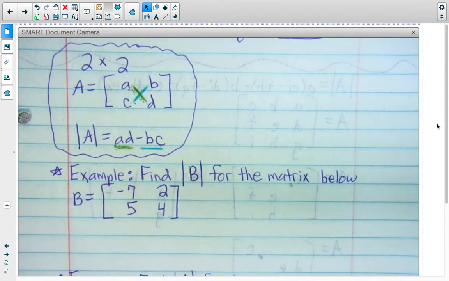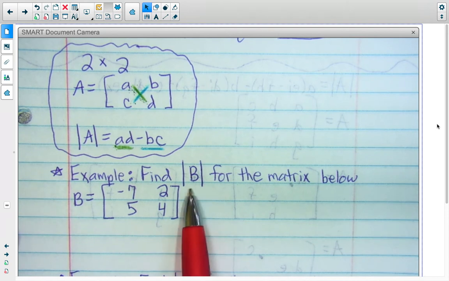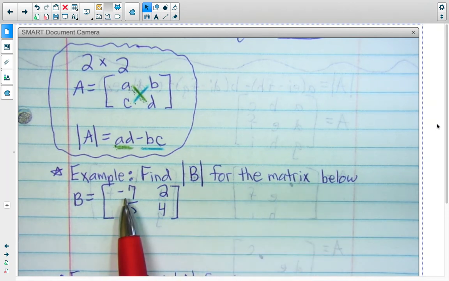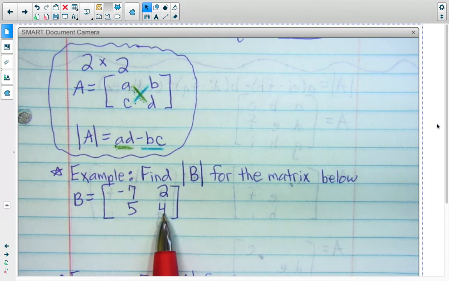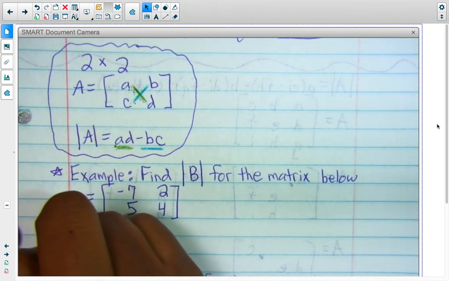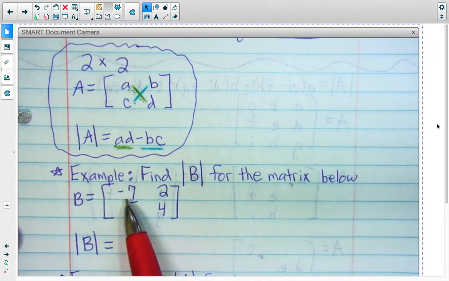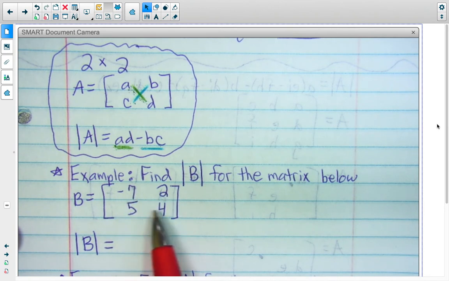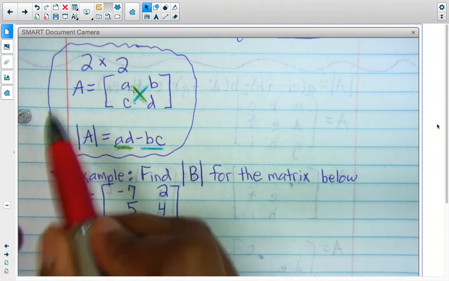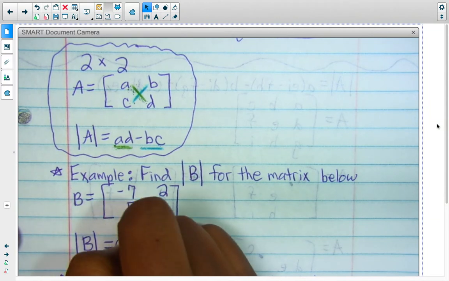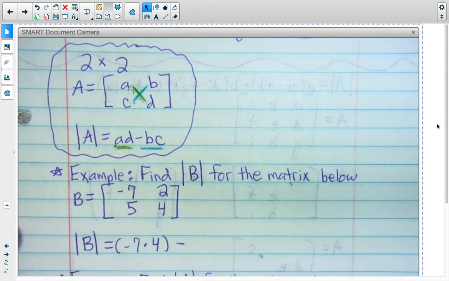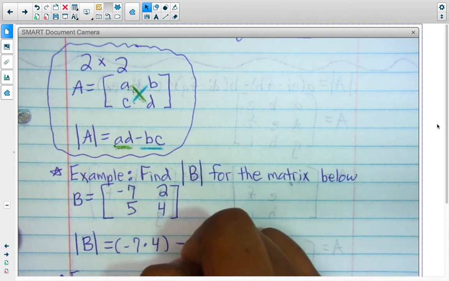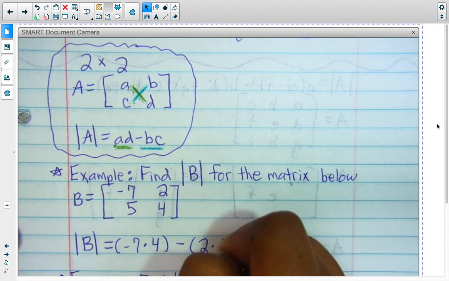So let's do the first example. We want to find the determinant for the following matrix. And we have the numbers -7, 2, 5, and 4. So the determinant is going to be, so this is A, B, C, D. The formula tells us to do A times D, so -7 times 4. And subtract out B times C, so that is going to be 2 times 5.